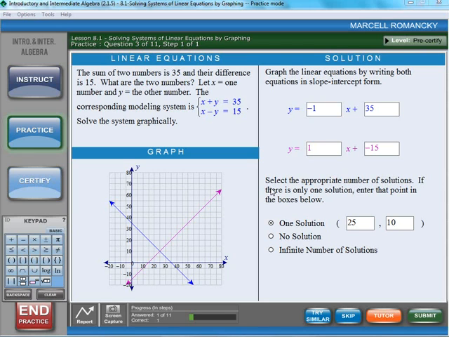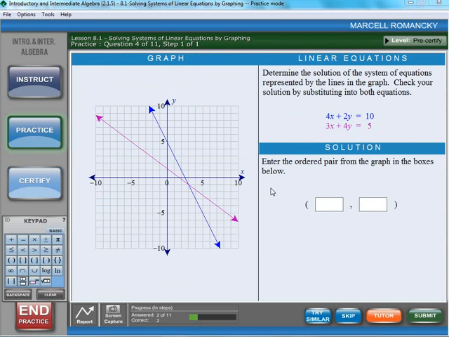This one says determine the solution to the system of equations represented by the lines of the graph. Check your solution by substituting both into your equation. So this one, they've already graphed it for you. So is there a whole lot I have to do with it? Nope. So the blue line is the first one. The purple line is the bottom one. All I need to do is find out that I am at 1, 2, 3, negative 1.